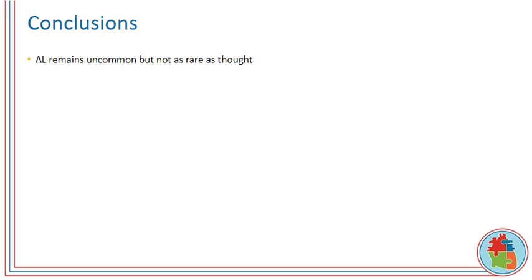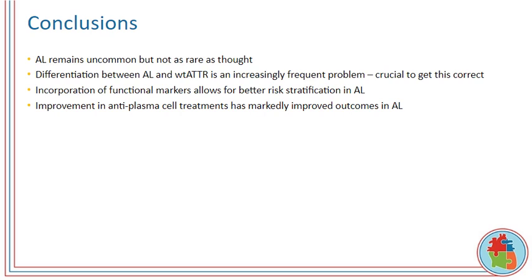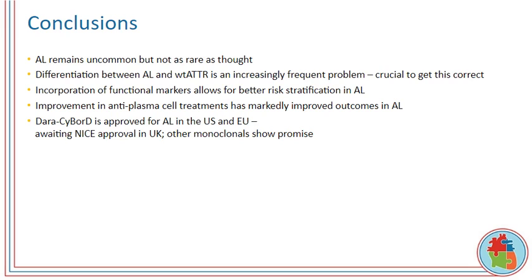In conclusion, AL remains uncommon, but not nearly as rare as originally thought. It is absolutely essential to differentiate between AL and ATTR. And it's a crucial piece to make sure to get this proper. In terms of anti-plasma cell treatments, that is the basic point for the treatment of AL. And there are many drugs that have been shown to be of at least some benefit. But at the current time, the most powerful regimen is Dara-CyBorD.